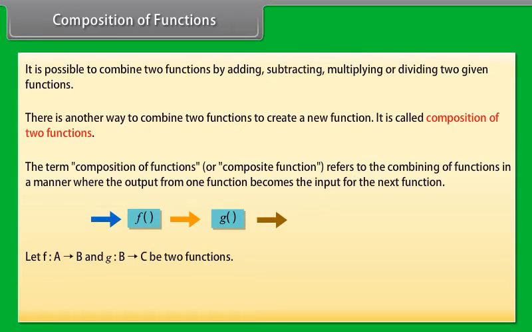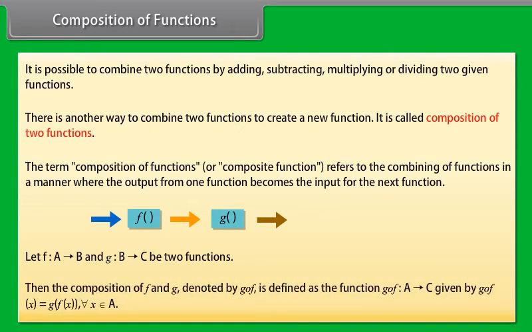Let function f from A to B and function g from B to C be two functions. Then the composition of f and g is denoted by g o f, defined as the function g o f from A to C given by (g o f)(x) is equal to g of f(x) for each x belongs to A. Example.